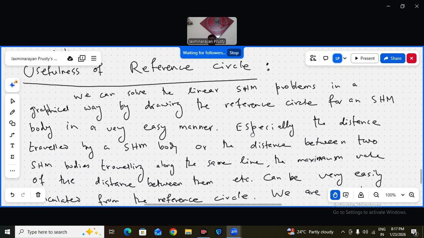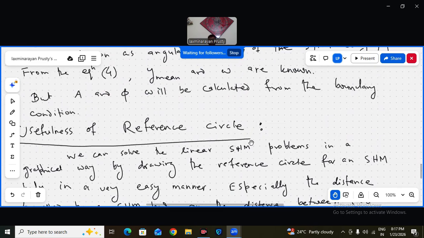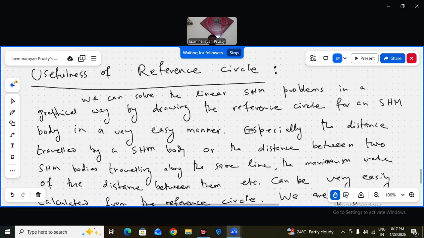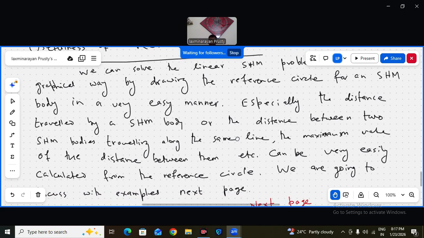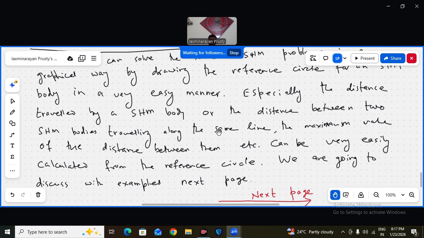So what is the usefulness of the reference circle? We can solve linear SHM problems in a graphical way by drawing the reference circle for an SHM body in a very easy manner. We can solve, especially the distance.